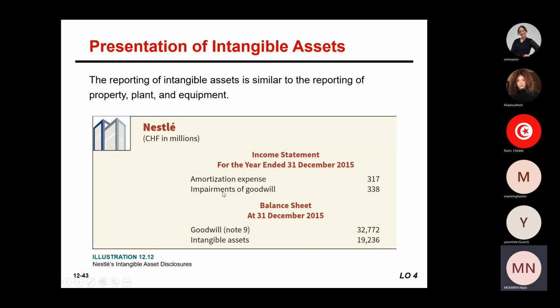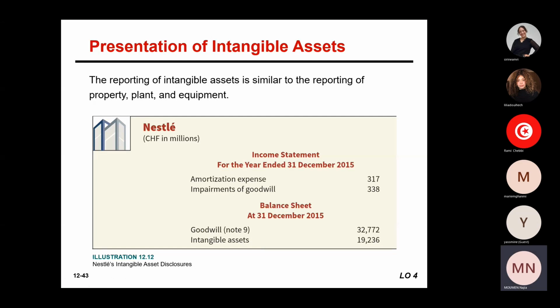Then, of course, we have also impairment of goodwill. This is the information that should be reported within the operating section of the income statement. In the balance sheet, you are providing the goodwill and the other intangible assets. Just to provide not the entire detailed information, but you see that goodwill should be separated from the other intangible assets, where we will also provide details regarding the other types of intangibles.